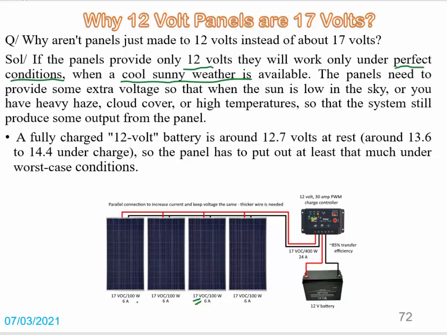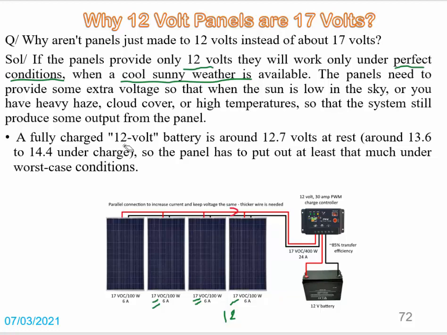panels. So for example, if these panels are just 12 volt, we will be able to charge the batteries at the perfect conditions when we have cool sunny weather, but on most days of the year there are no perfect conditions. So for this reason we have to choose panels with a voltage more than the voltage of the battery, at least 17, or let's say 14 or 14.4, 14.5 volts.